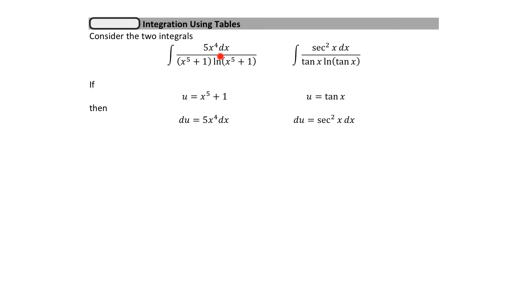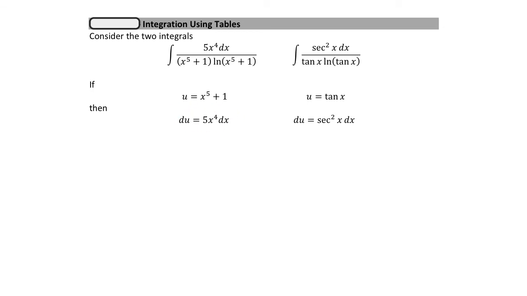I notice both involve the natural logarithm. If I look at the first one individually, I notice that I have an x to the fifth plus 1 in two places. The derivative of x to the fifth plus 1 is 5x to the fourth, and so it seems like a substitution might be in order here. In particular, u equals x to the fifth plus 1. In that case, du is 5x to the fourth dx.